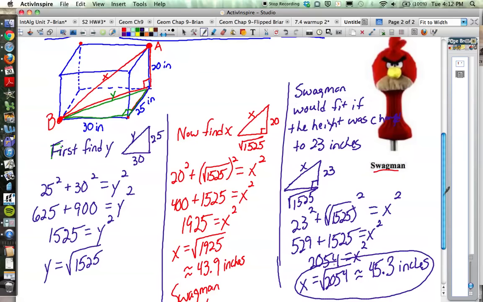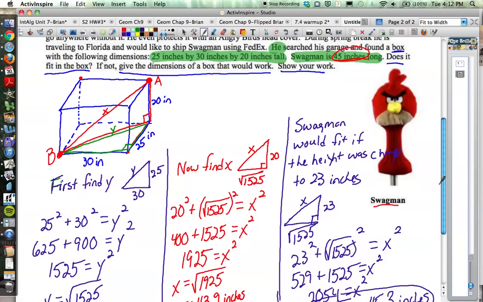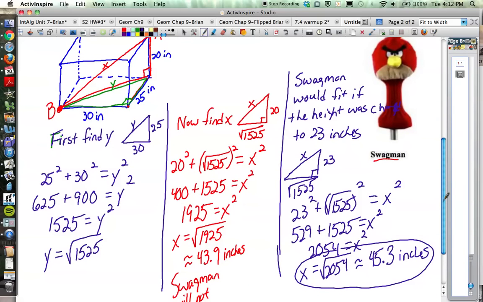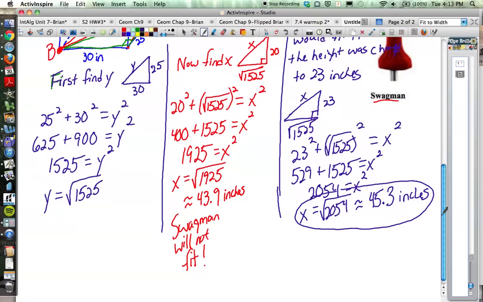And so you can see how we mapped out our problem, we talked through it, we made a sketch, and we organized our work, and hopefully you will do the same when you have a story or word problem.